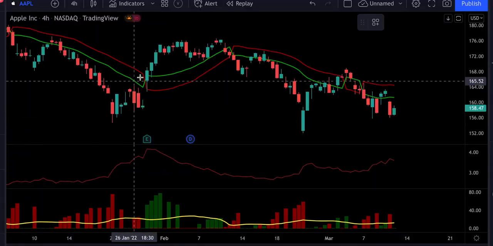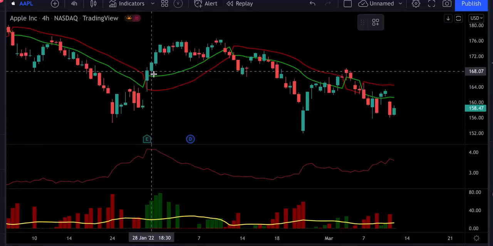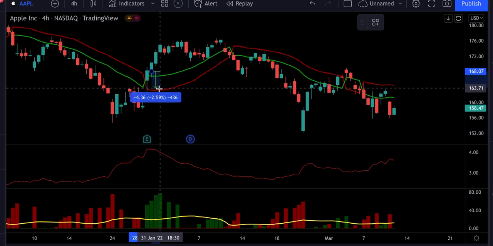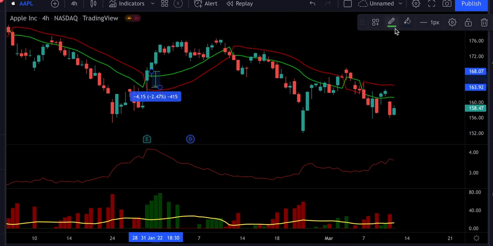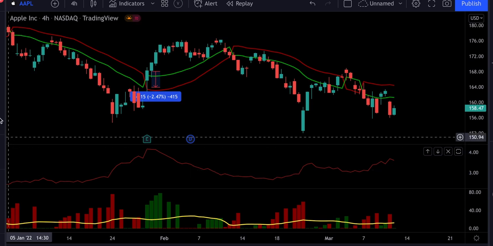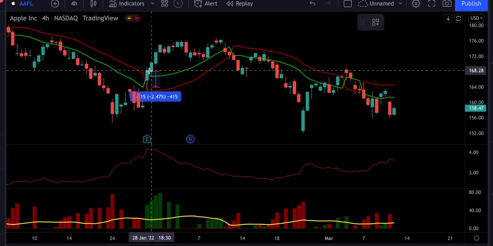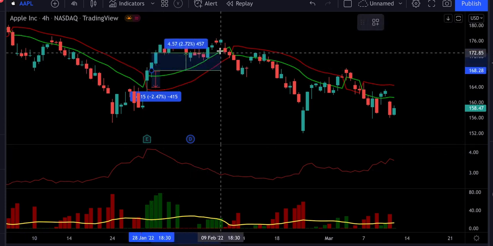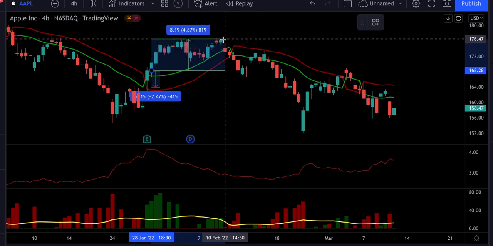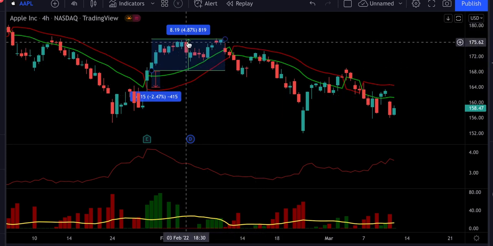Okay, now let's set our stop loss. 4.1, that's going to be the distance between our entry price and our stop loss. Let's color it in red. Now let's set our take profit level at 8.2. And there we go. Now we have our stop loss and a take profit level set up.